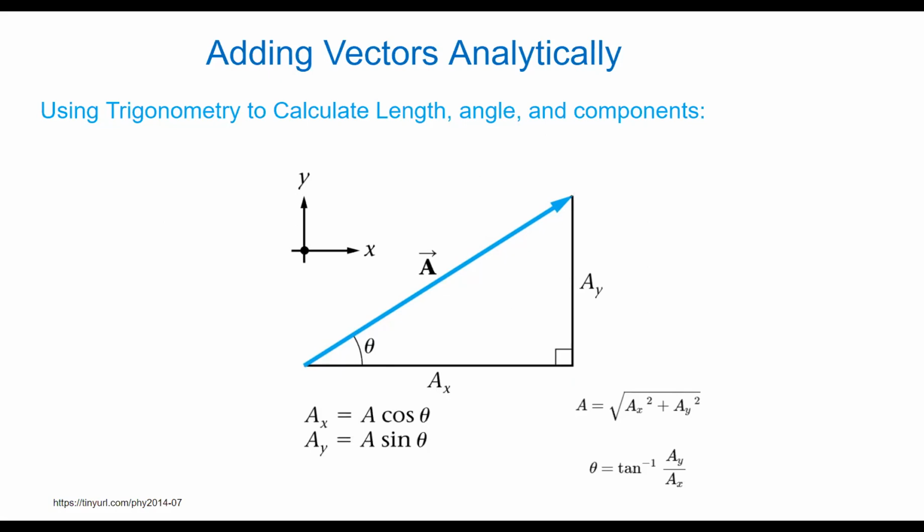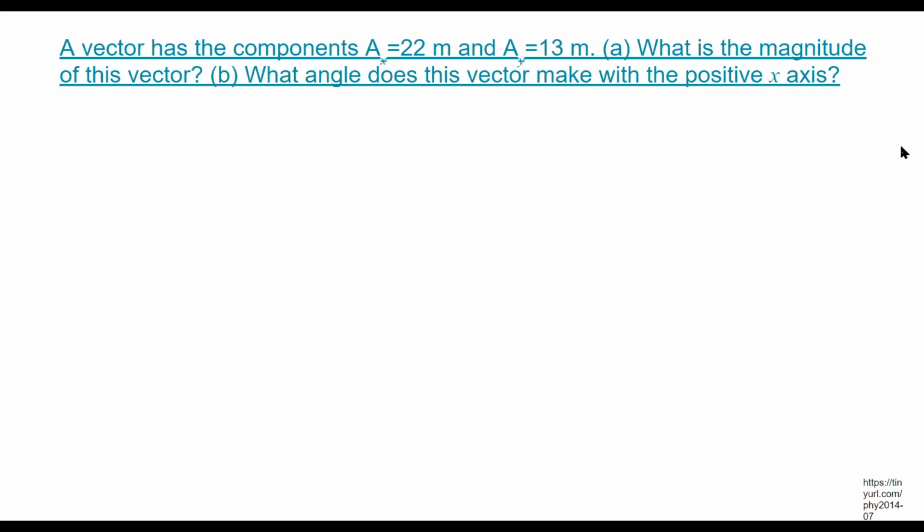If you are given the x and y components, you can figure out the magnitude and directional angle by doing this. In some problems, you'll know the x and y components, and then you can calculate the magnitude and directional angle. You can also figure out the x and y components first, and then calculate the magnitude and directional angle.